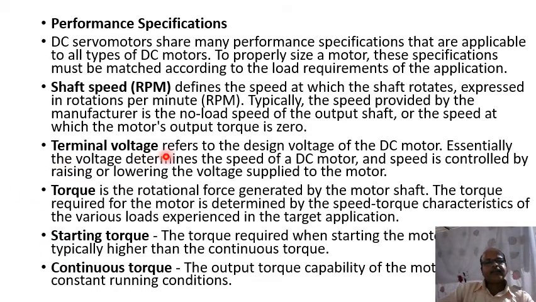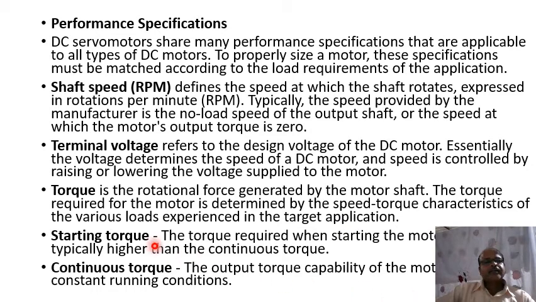Then terminal voltage. Terminal voltage refers to the design voltage of the DC motor. Essentially, the voltage determines the speed of DC motor, and speed is controlled by raising or lowering the voltage supplied to the motor. The next performance specification parameter is a torque. Torque is a rotational force generated by motor shaft. The torque required for the motor is determined by speed torque characteristics of the various loads experienced in the target application.